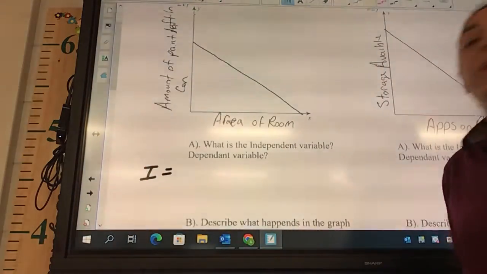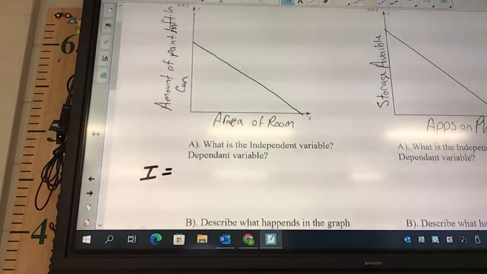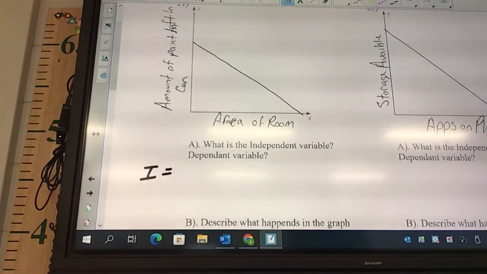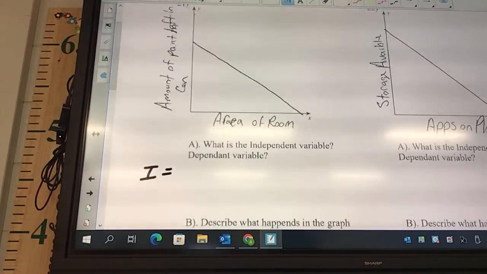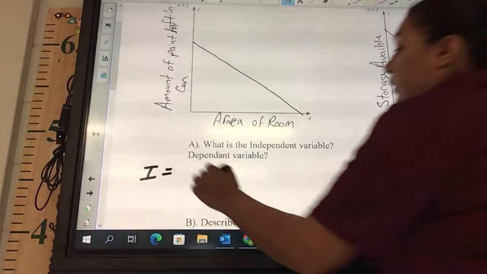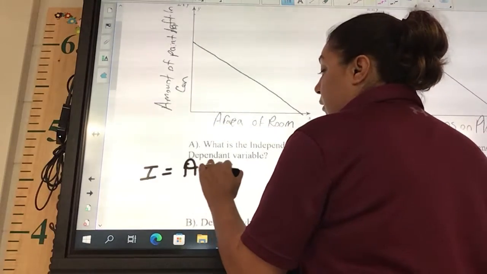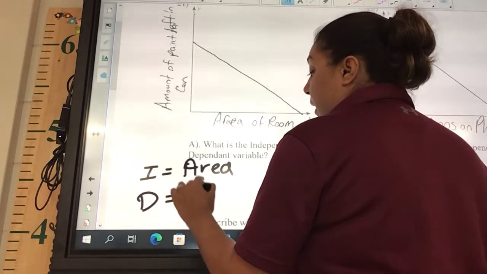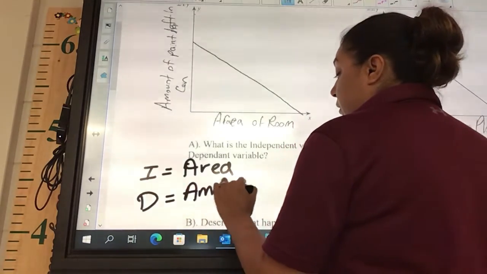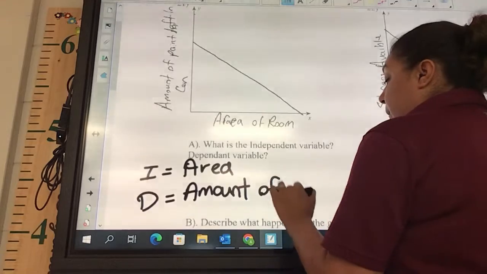Area of the room is independent. The area of the room doesn't depend on how much paint I have. My room is the same size no matter whether I bought 1 paint can or 50 paint cans. The size of my room is the same. So then our dependent variable is the amount of paint.